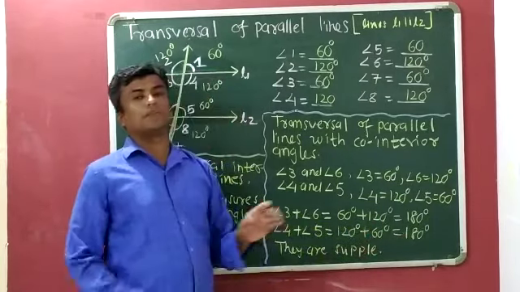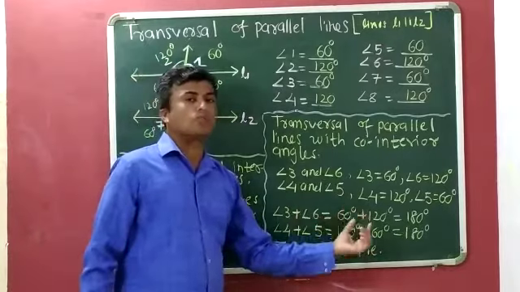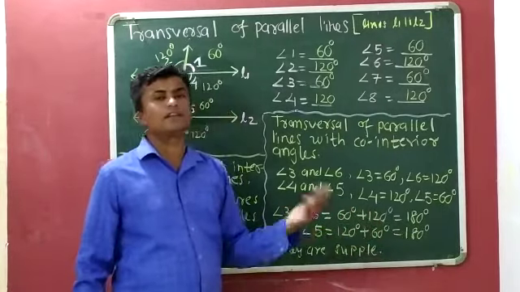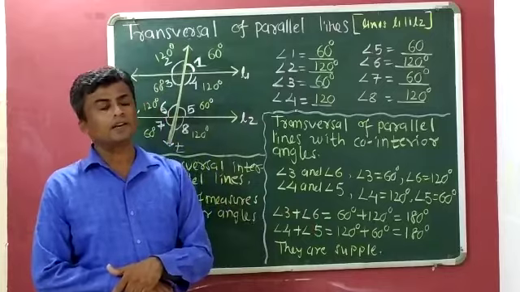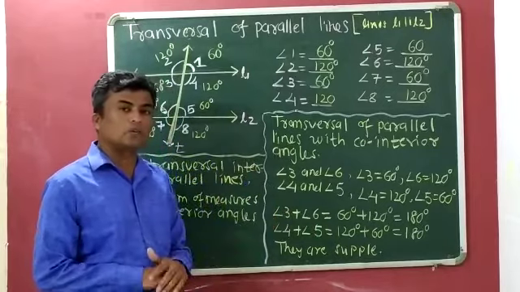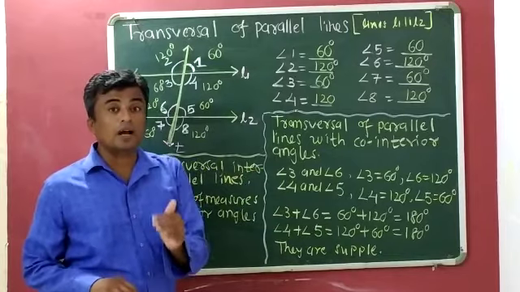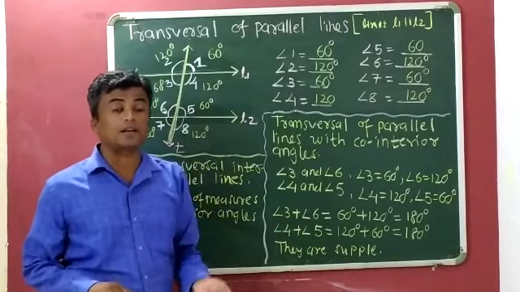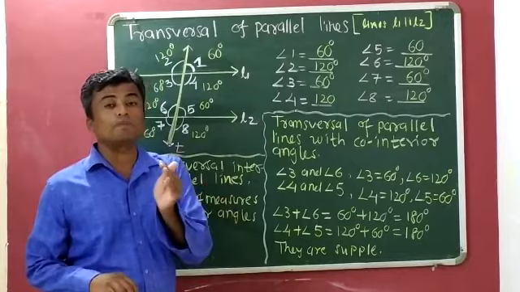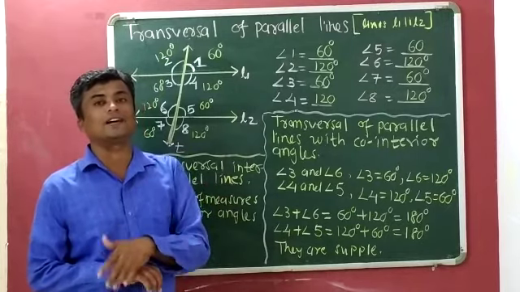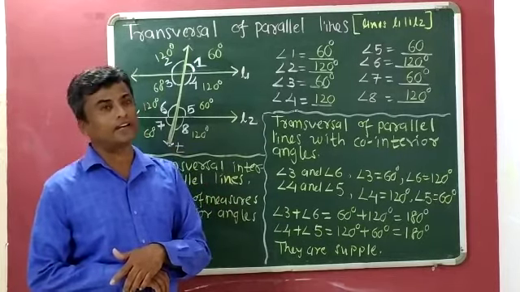So they are supplementary angles because the sum of their measures is 180 degrees. Then we can say they are supplementary angles. So what is the final conclusion? The final conclusion is: if a transversal intersects parallel lines, then the sum of the measures of co-interior angles is 180 degrees.